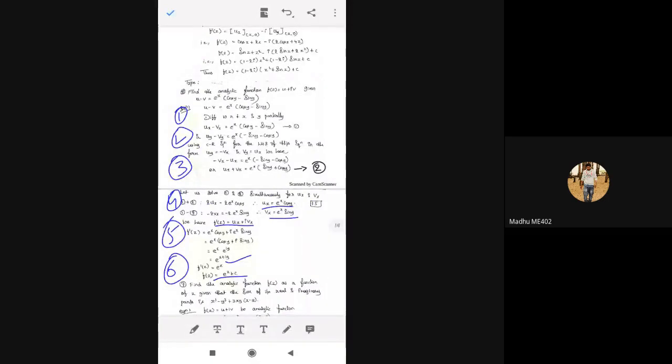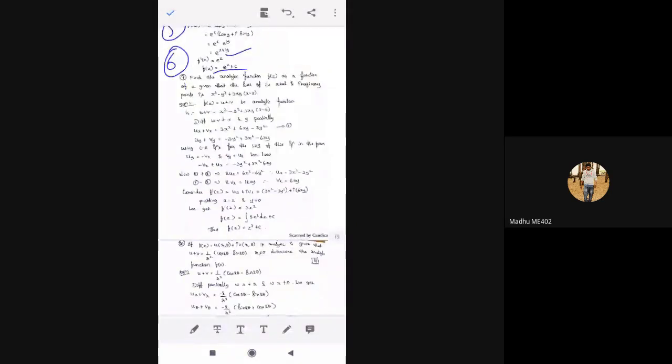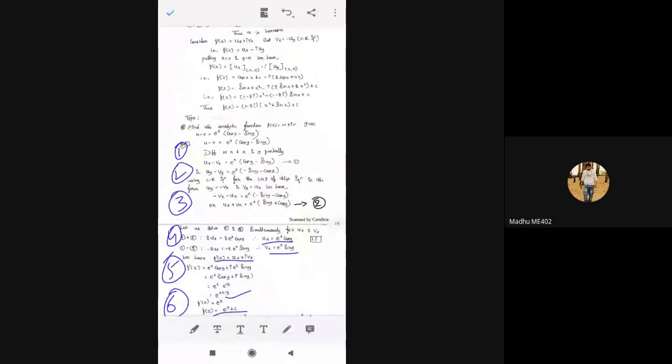So in today's class, we've seen only these two problems, and the next problem is very much similar to this problem. That we'll do in the next class. Now, from these two problems, if you have any doubts, you can ask me.